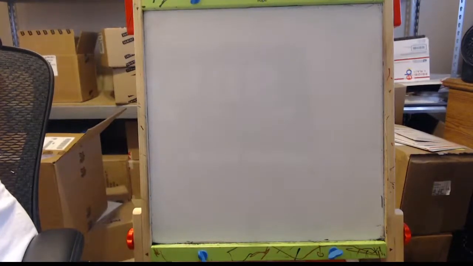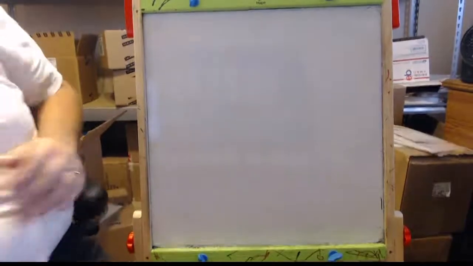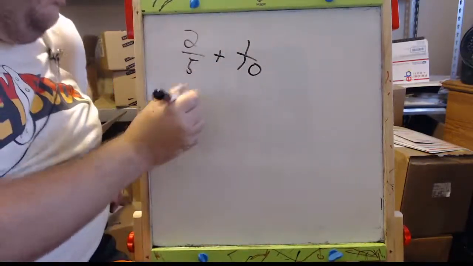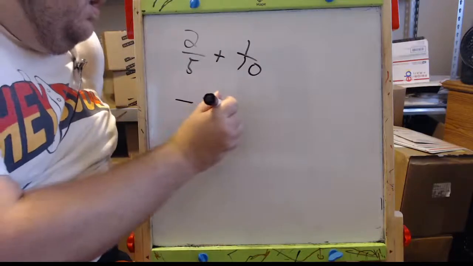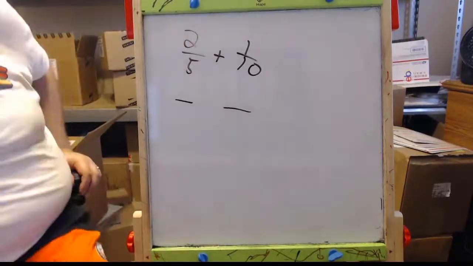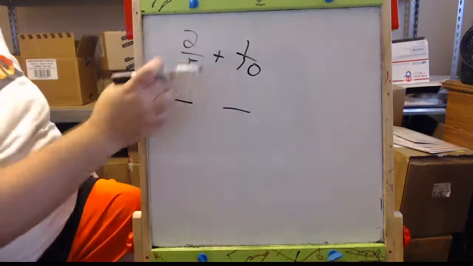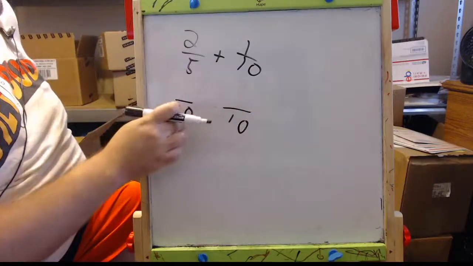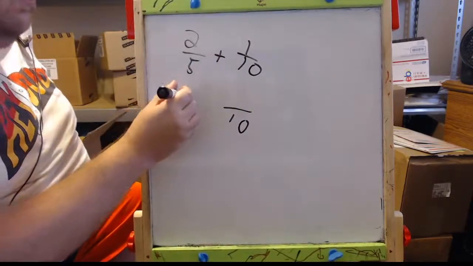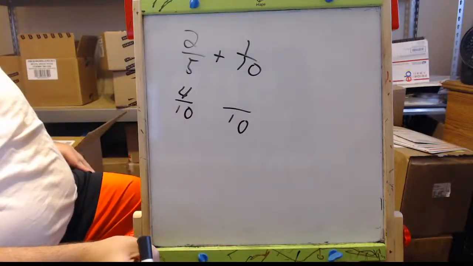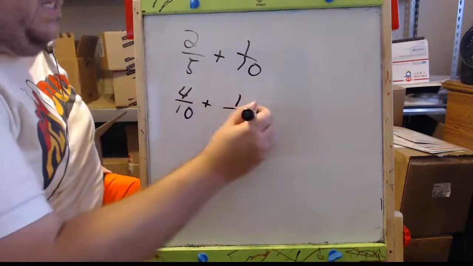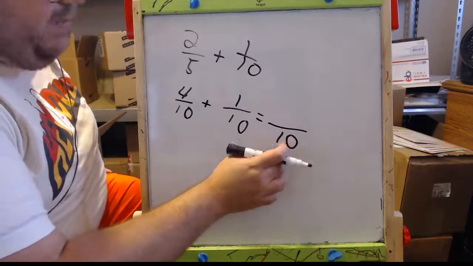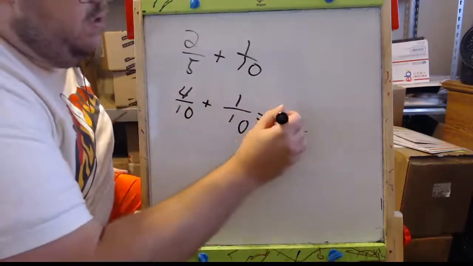Two fifths plus 1/10. All right, you got to find your least common denominator of 5 and 10. So what's the least common multiple, if you want to call it that? What number goes into both 5 and 10? The answer is 10. How many times does 5 go into 10? Twice, times 2. So 2 fifths is 4 tenths. And this stays 1/10. So when I answer it, remember, in addition and subtraction, the denominator doesn't change. 4 plus 1 is 5. 5 tenths.